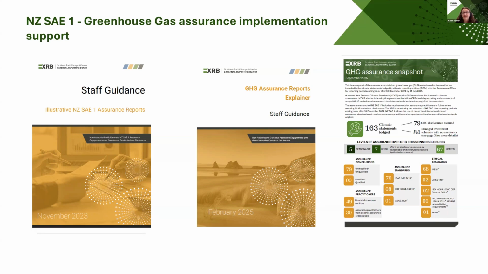Secondly, we produced this year our Greenhouse Gas Assurance Report Explainer, and this explains the detail behind the Greenhouse Gas Assurance Report. We released this as these reports may be new and unfamiliar to some users, and we wanted to explain what is required to be assured, what is not required to be assured, and what is included within the assurance report, and what this means.